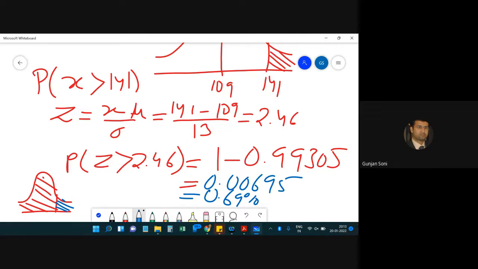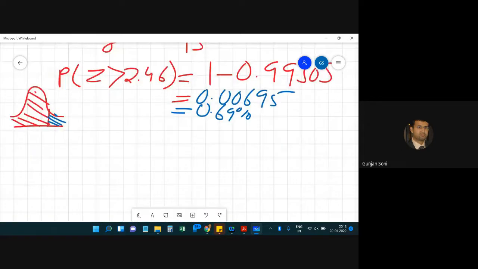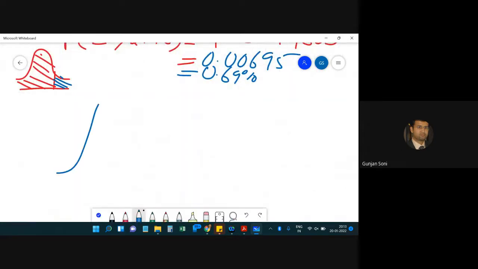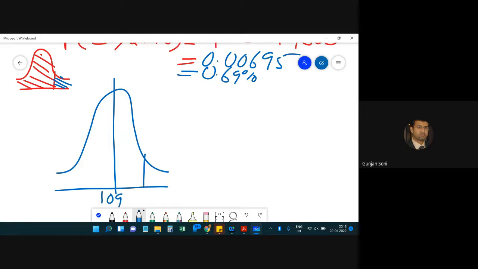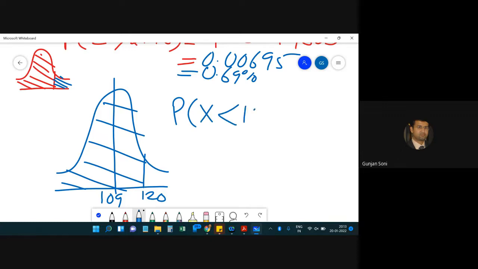Yes, anyone? Okay, so now you do the second part. What is the chance of obtaining a birth weight of 120 or lighter? So 120 or lighter would mean somewhat like this. So this is your mean. Mean is 109, and they are asking 120 or lighter. So 120 is this. So anything less than 120. So they want to find out the probability that x is less than 120.